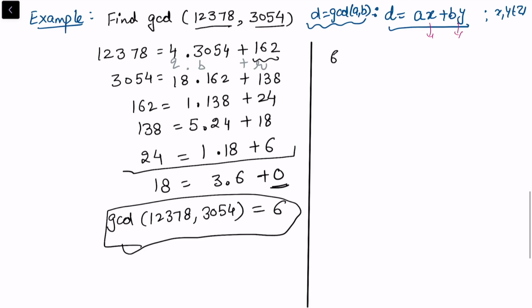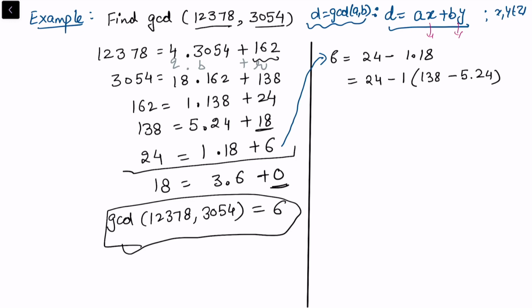So I write 6 equal to 24 minus 1 into 18. So this is the last step that I have carried here. And now keep on writing the last remainder. So you can see the last remainder is 18. So this is 24 minus, keep this 1 as it is, and replace 18. So that is 138 minus 5 into 24. Now club this 24 with this 24. So this is minus 1 into 138. And then we got this minus 1 and minus 1, this is plus 5 and 1 here. So this is 6 into 24.